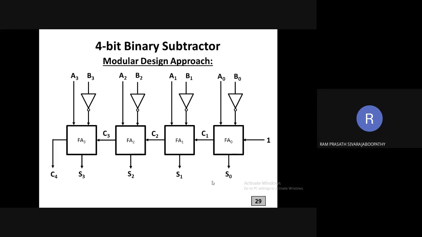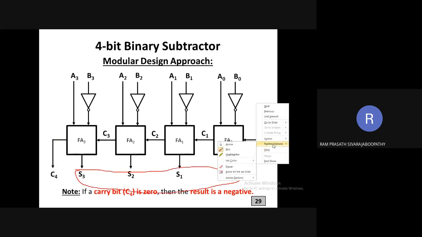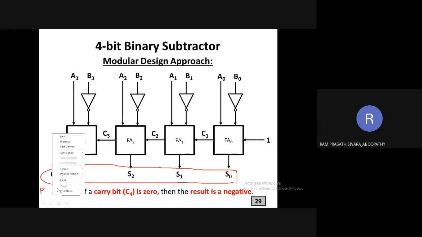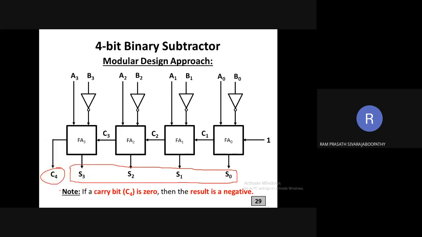Okay. So here the S3, S2, S1, S0. What are all these for me? What about this one? This is the difference. Okay, sorry. So these 4 bits are the difference. And what about this one? C4 becomes what? Wait a minute. Do you remember this? C4 indicates what?